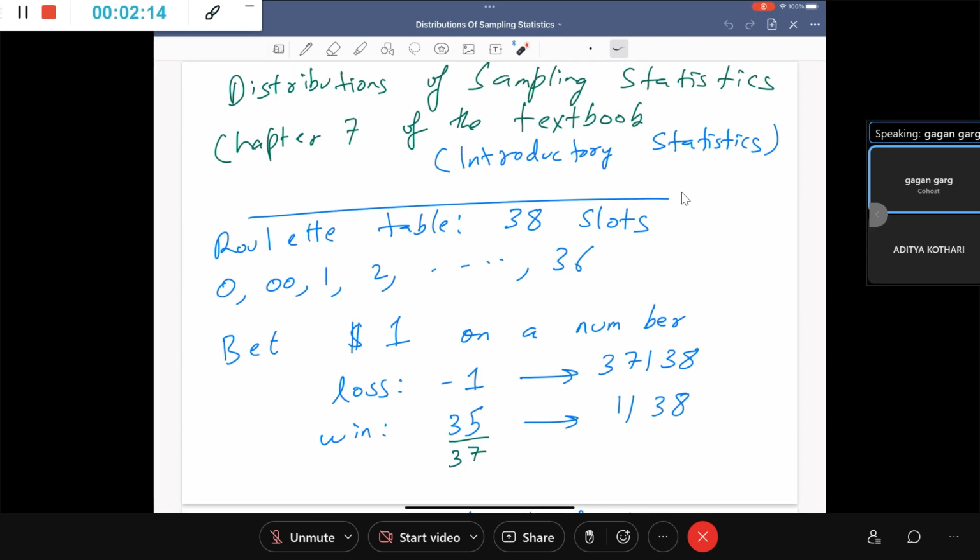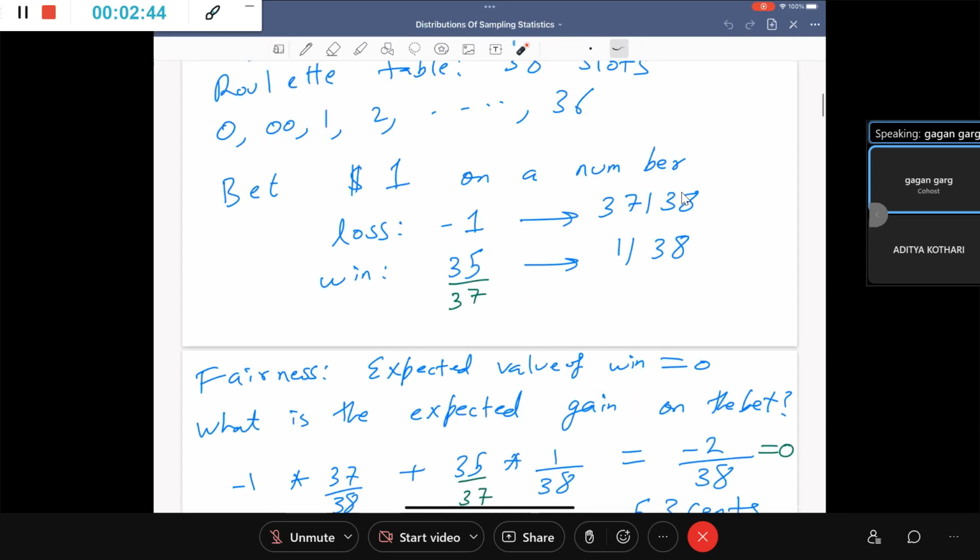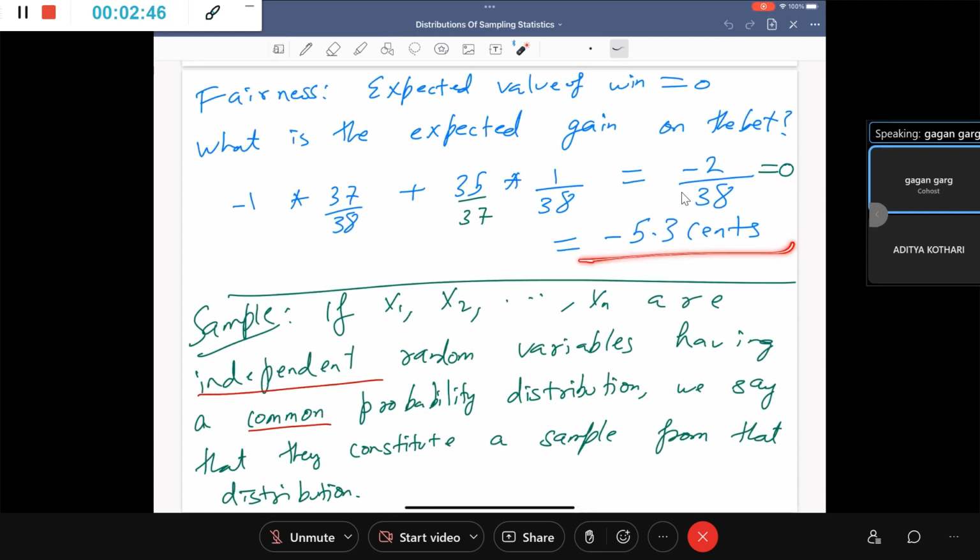And we started with an example about a roulette table that if you were to bet $1 on a number and the options are 0, 0, 0, and then 1 through 36, then when you lose, you lose $1, and when you win, you win $35. But the probabilities are different. For the loss, the probability is 37 by 38 because you could lose that many number of times. Winning probability is this. So basically, when you compute the expected value, it's negative. So the intention is to tell that it is an unfair game. It is not a fair game.